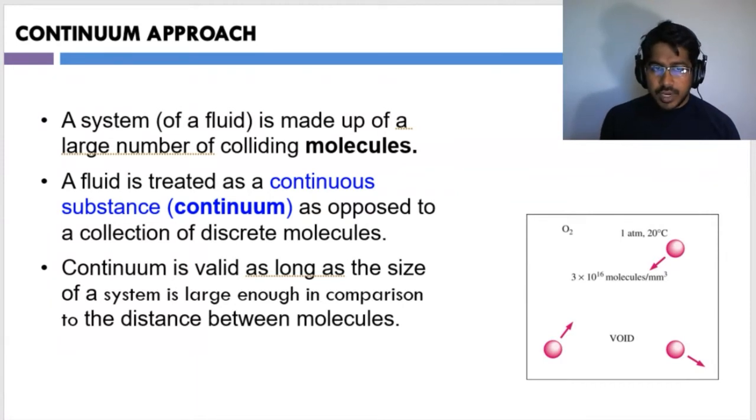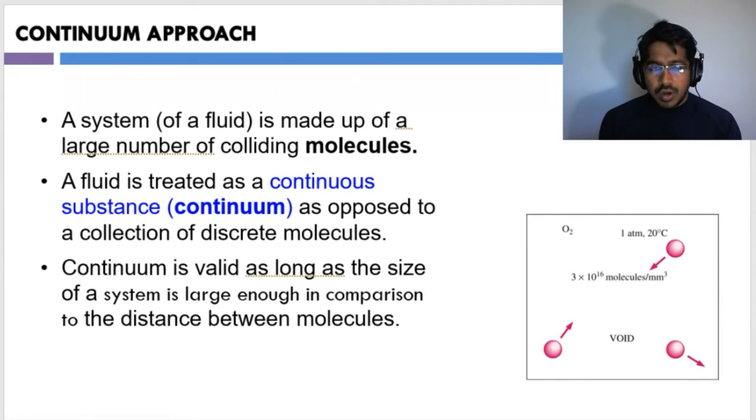But in the context of this course, what we are interested in is the city level planning. So basically, the space, and we are not interested in one water molecule, rather, we would be interested in what happens to water when we heat it up, right? So therefore, we apply the continuum approach for this analysis. So I will go through the definition. A system of a fluid is made up of a large number of colliding molecules.